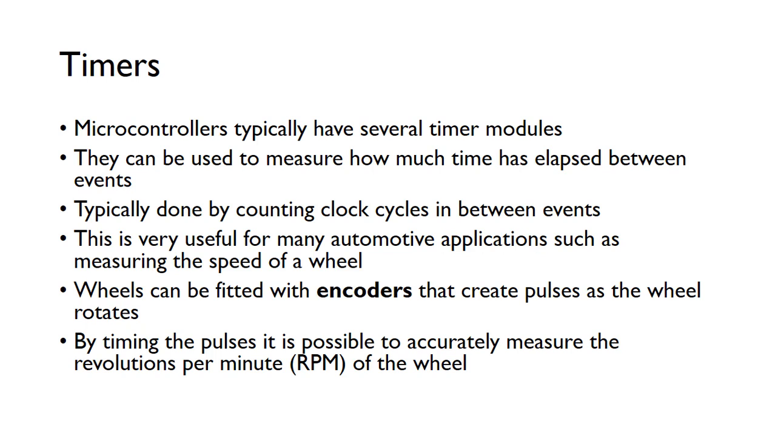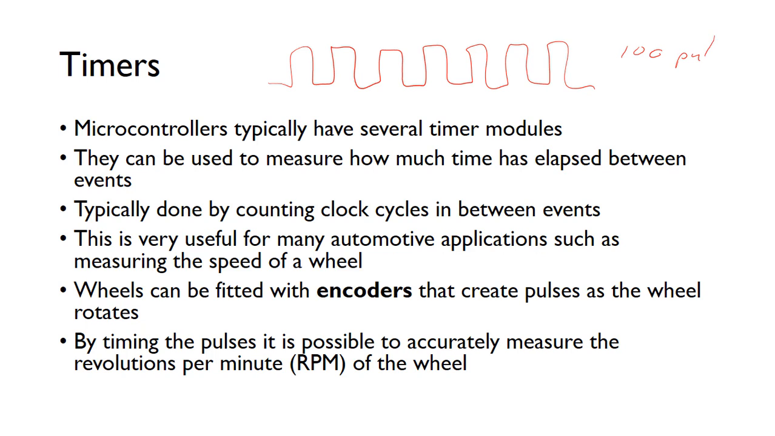So we can get a wheel that's connected to a motor and fitted with an encoder. The encoder creates pulses as the wheel rotates. So we'll have a series of pulses, and then we might know that a particular encoder creates 100 pulses per revolution. So by counting these 100 pulses, timing how long it takes, we can then work out the RPM, or revolutions per minute, of the wheel.